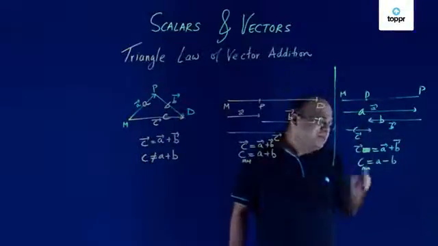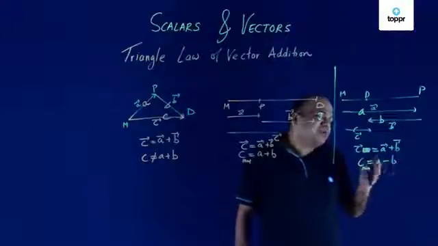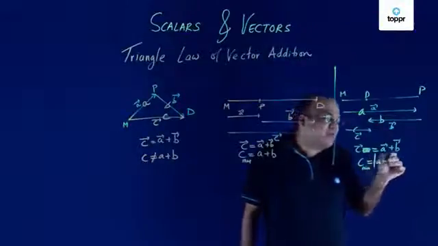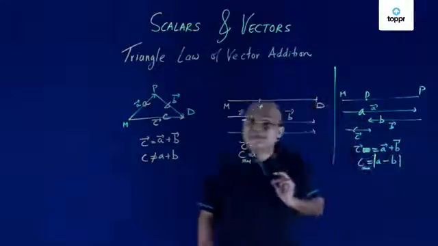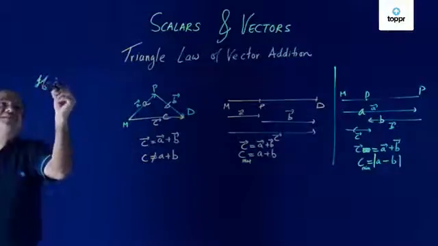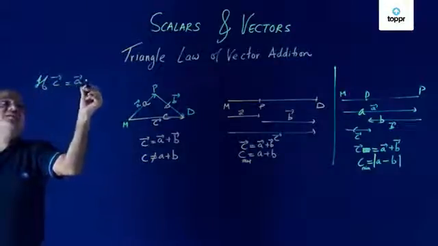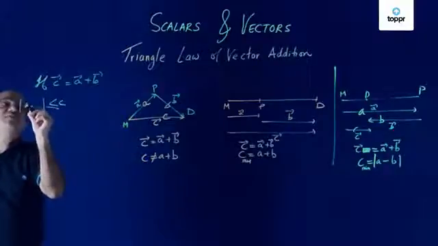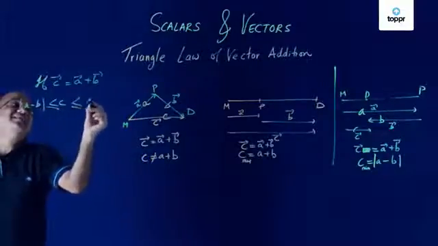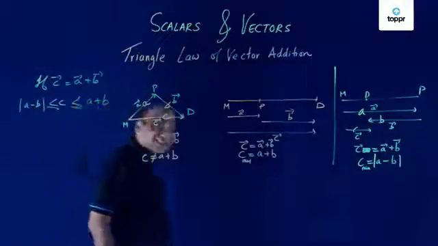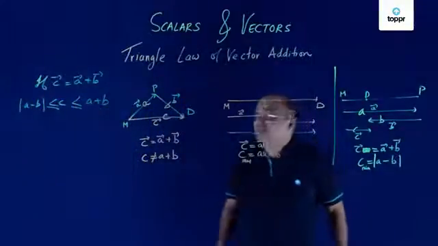In this example, A was more than B, so we got A minus B. If B is more than A, we will get B minus A, so we can put a mod sign. This is the minimum value of C. So if C vector is A vector plus B vector, then C is always more than or equal to mod of A minus B and less than or equal to A plus B. Right? There is one special case also.